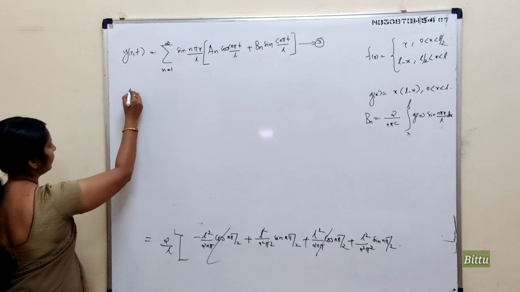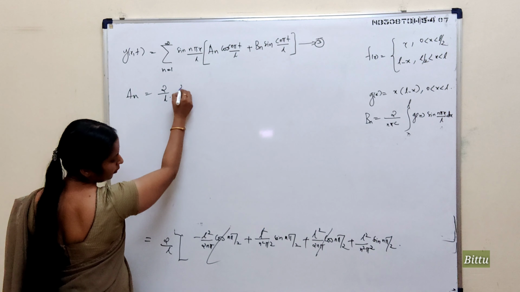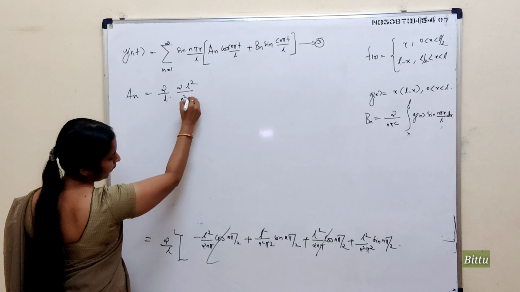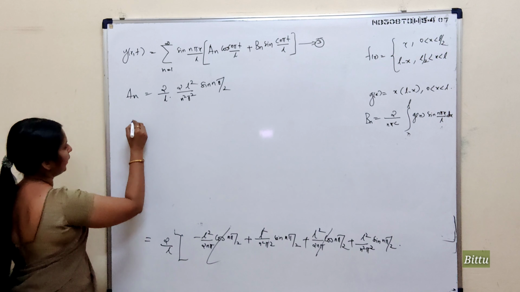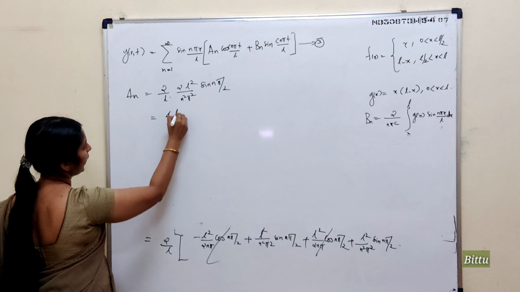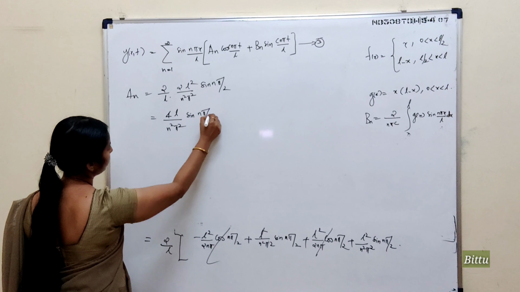An is 2 by L, 2 into L square by n square pi square sin n pi by 2. That is 4L by n square pi square sin n pi by 2.